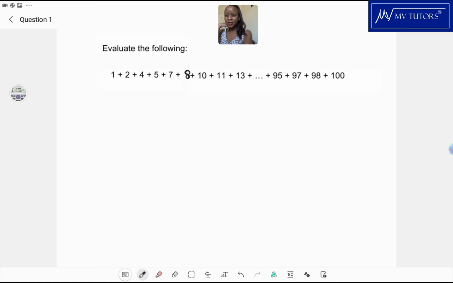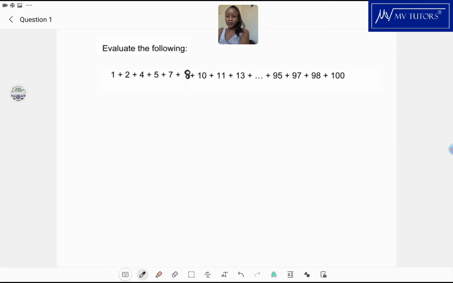Alright, so it says evaluate the following. So we have 1 plus 2 plus 4 plus 5 plus 7 plus 8 and then plus 10, 11, 13 and then we have 95, 97, 98 and 100. So do we have an arithmetic series or geometric series? Remember, we can't really have a quadratic series. It's not covered in the syllabus.